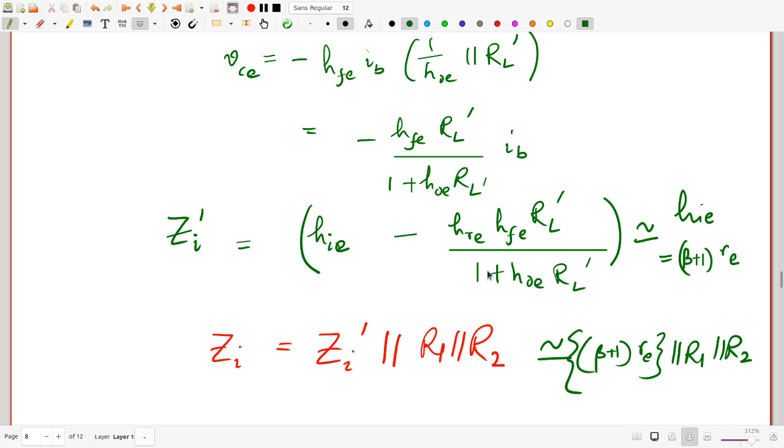As can be seen clearly. But notice that unless we make that approximation, ZI prime depends on RL prime, which depends on RL. So strictly speaking, ZI, the input impedance, does depend on RL. So what I said about this really being an effective circuit and not an equivalent circuit parameter is actually precise, though the distinction, at least in this case, is really not that important.